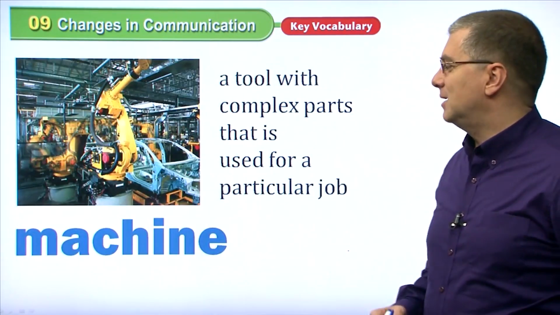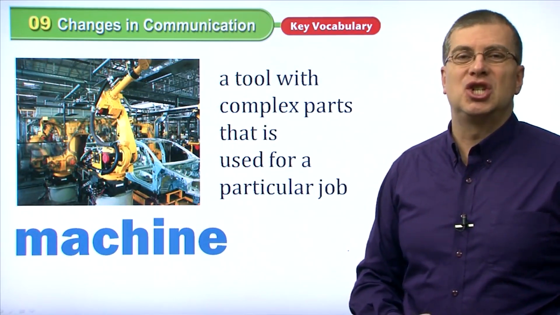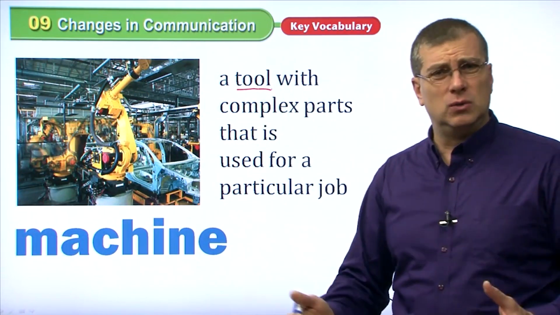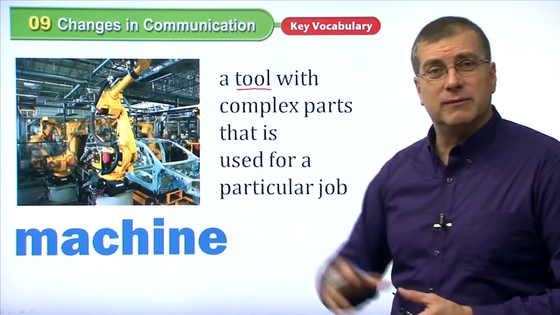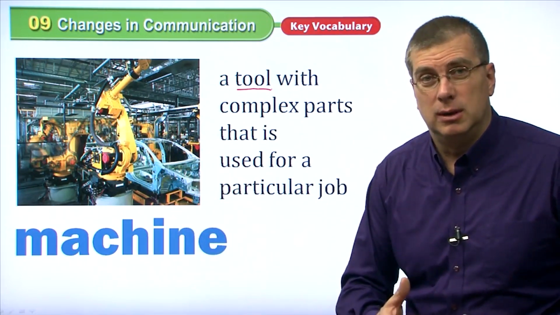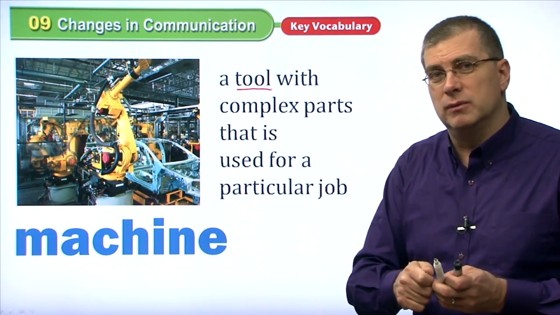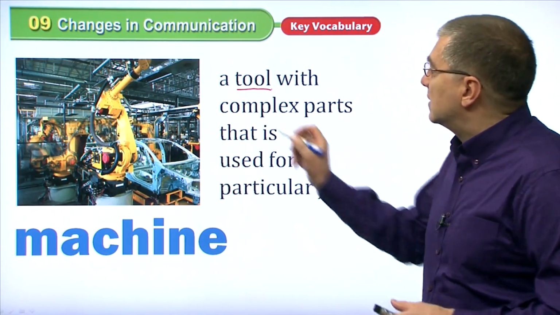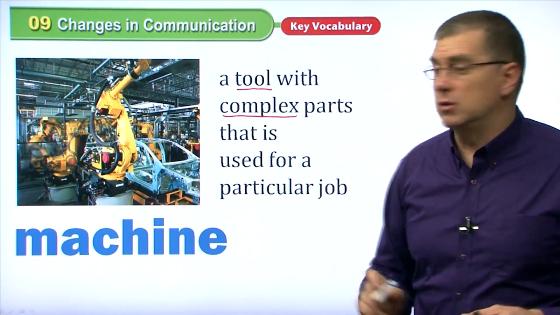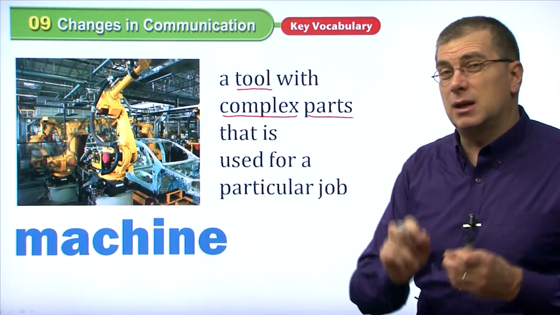Okay, let's move on. We have another word here, machine. A machine is a tool. Remember we talked about tools before? We saw the pictures of the tools, but those tools we saw before are very simple. They don't have really many moving parts, maybe just one part that moves. But a machine is a complex tool. It has many parts and it's used for a particular job.